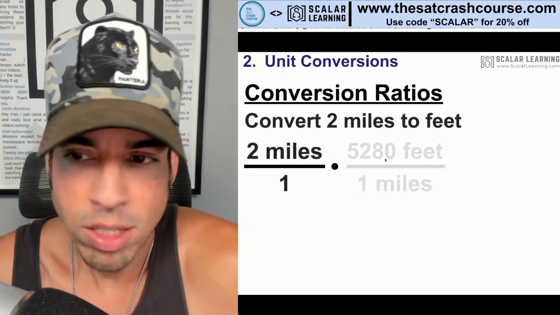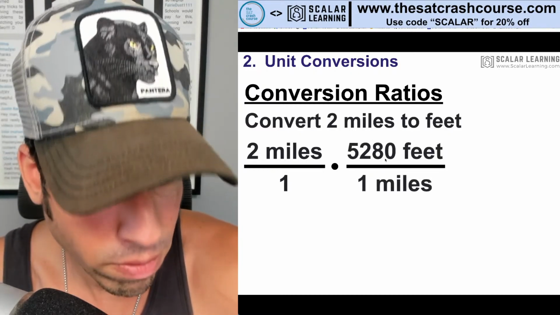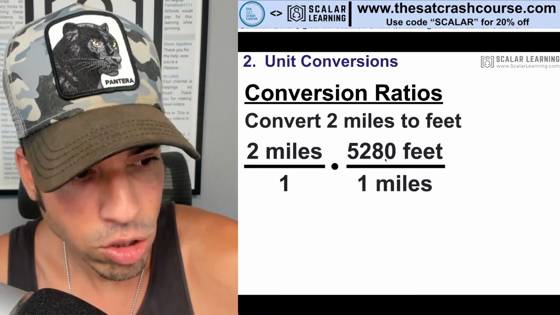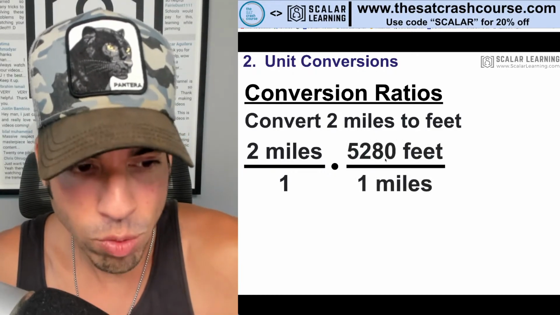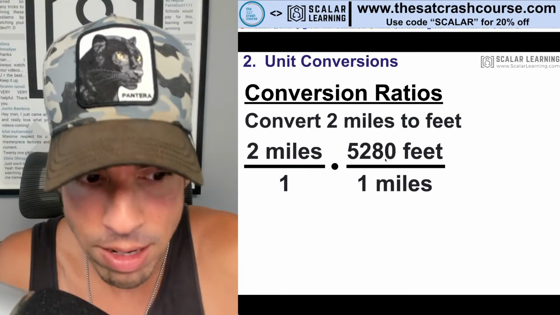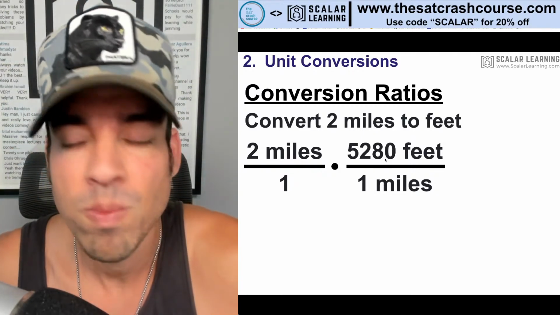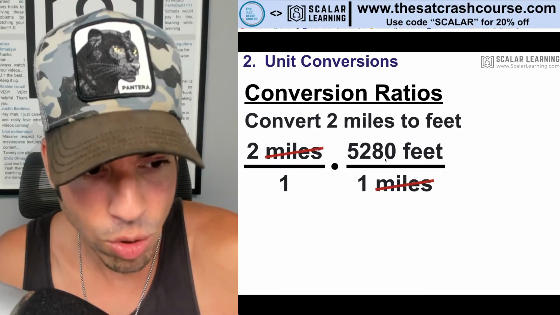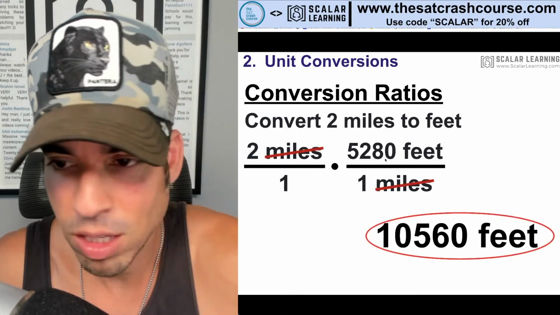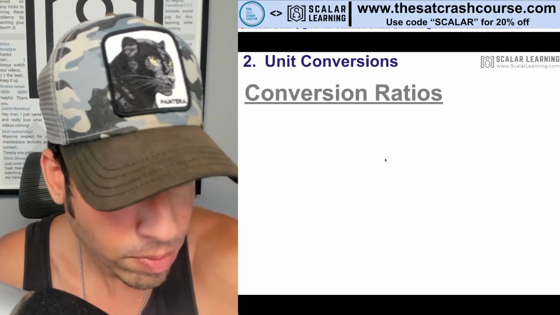All right, you guys know dimensional analysis, how to convert. Again, so we set up the 2 miles to feet, then the conversion ratio. Why do I do 5,280 over 1? Because 5,280 feet is equal to 1 mile. And we set it up with miles on the top, miles on the bottom for the second one so that the miles cancel out. Then we multiply across and we get the equivalency in feet.